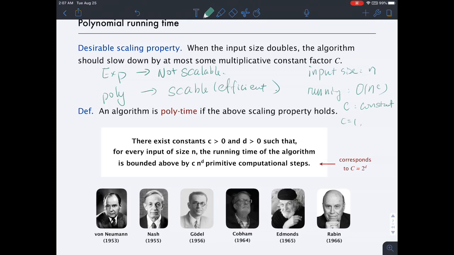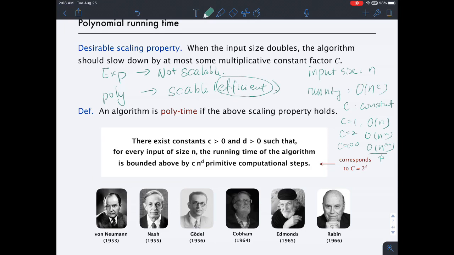c here can be 1, that basically means that this is a linear time algorithm. c can be 2, this can be a quadratic time algorithm. c can even be 100. Now at this time it's basically not very scalable, but in theory we still call that an efficient algorithm.